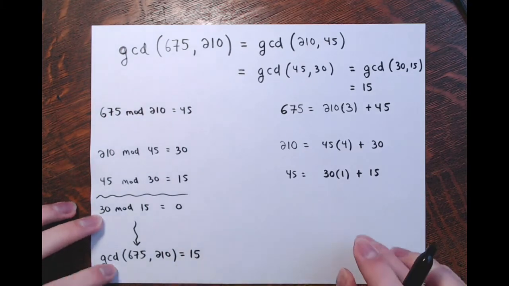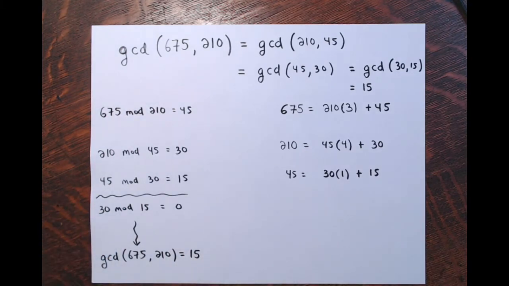All right. And you could also show this with prime factorizations. These numbers aren't that big, but as was mentioned in the beginning of the section, if the numbers were incredibly large, prime factorizations might not be the best way to go. It might be easier to do this. So 15 is the largest number that goes into both 675 and 210 evenly.